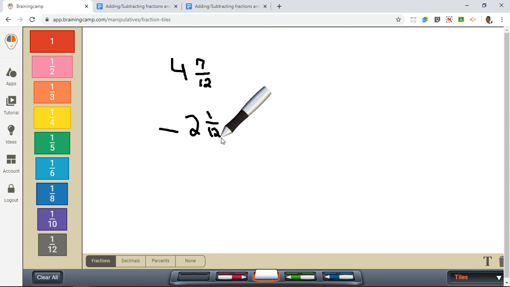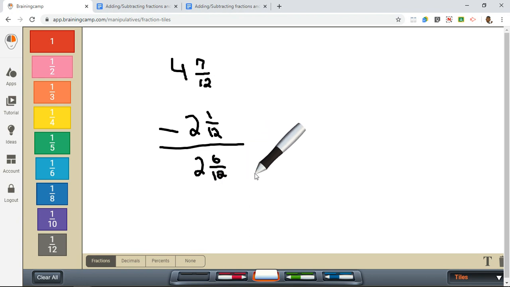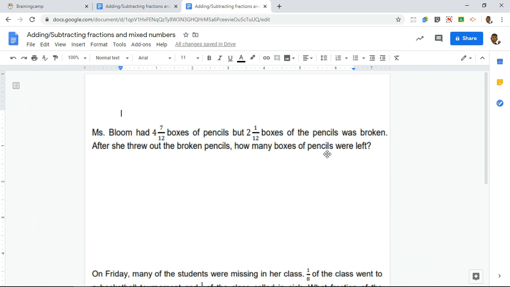Hopefully you set up your problem like that. And the answer you, of course, should get is 2, and 7 minus 1 is 6. We keep the denominators the same. 2 and 6/12. And if anybody, of course, went the extra step and simplified, this would be 2 and a half. So 2 and a half boxes of pencils were left. Hopefully you got that answer.